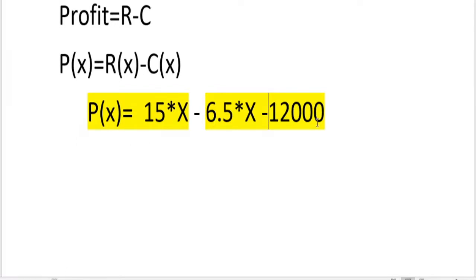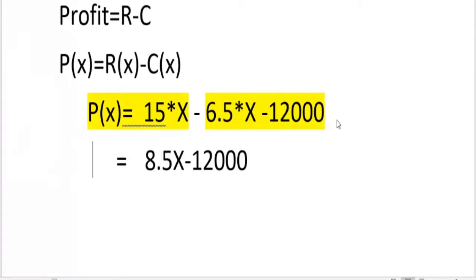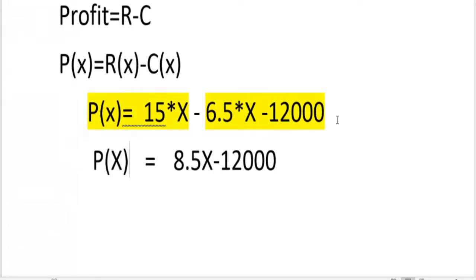Now let us take the simplified form. Whatever is being added, add it; whatever is being subtracted, subtract it. If you do it, this will become 15x minus 6.5x. How much will this be? 8.5x, and minus 12,000. The profit function will be this, as per our calculation. Profit P(x) is equal to this, and again I will highlight this so that you will understand it better.